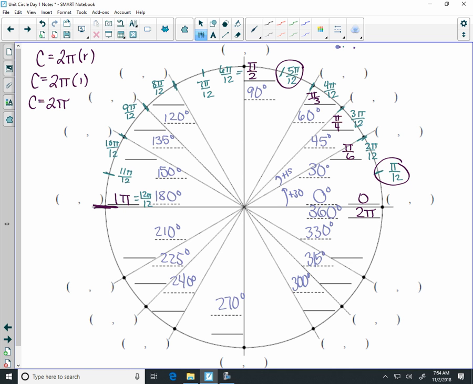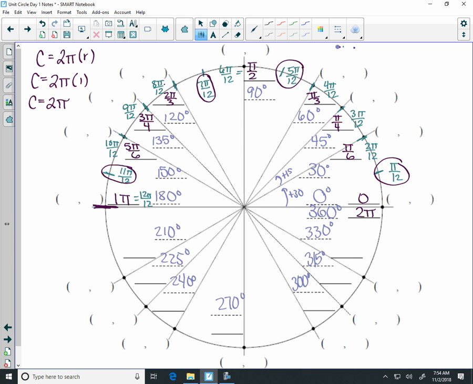Over here on the other side, 7 pi over 12 does not reduce. 8 pi over 12, 4 goes into 8 twice. 4 goes into 12 3 times. 2 pi over 3. 9 pi over 12, 3 goes into 9 3 times. 3 goes into 12 4 times. That's 3 pi over 4. 10 pi over 12 is the same as 5 pi over 6. 11 pi over 12 does not reduce. And 12 pi over 12 is equal to 1 pi, or just pi.